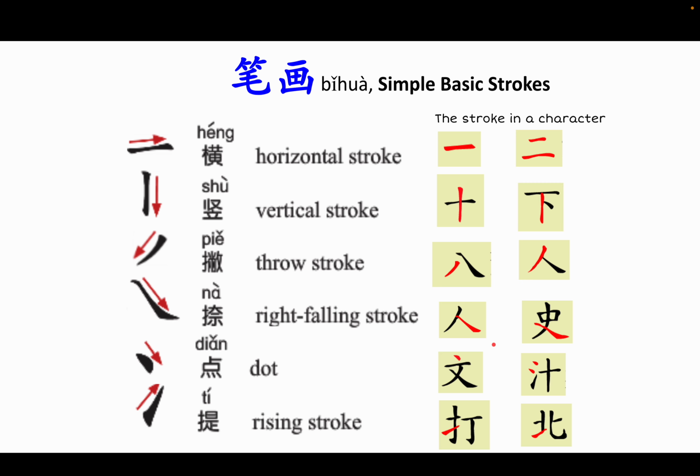捺 is the opposite direction of 撇. So 捺 in 人 and this character 十. 点 in 文 as in 中文, also in this character 之, the first 2 strokes of this character. 提, a rising stroke, in this character 打 and also in here 北.